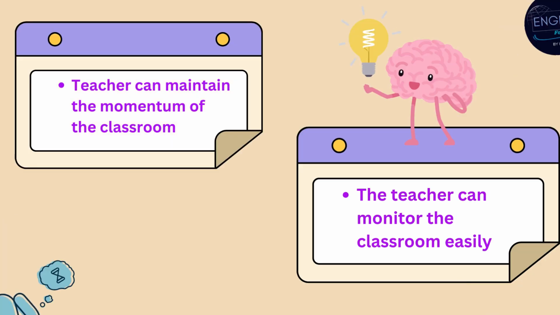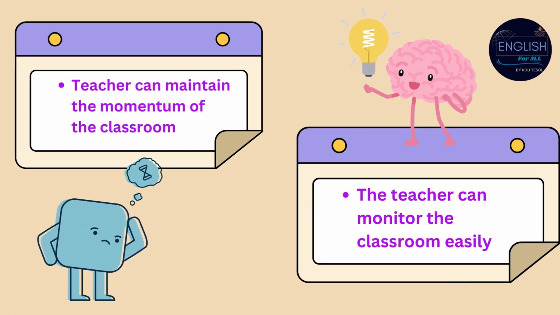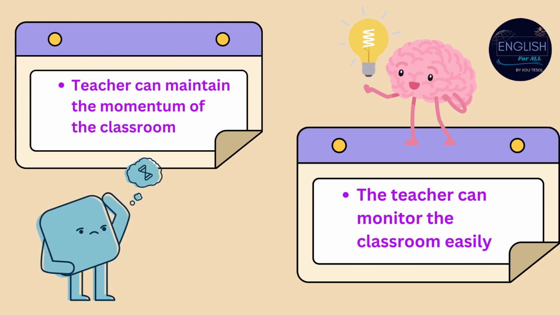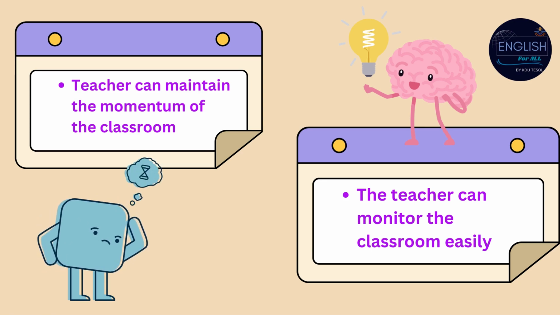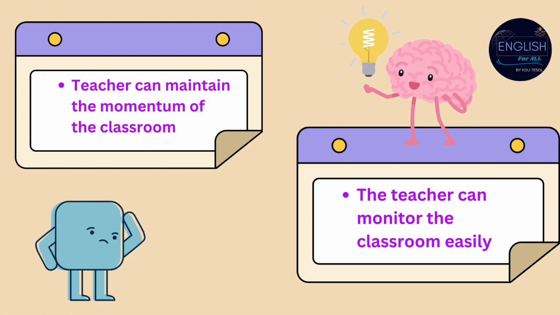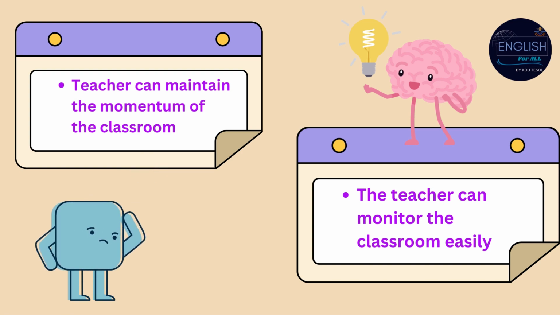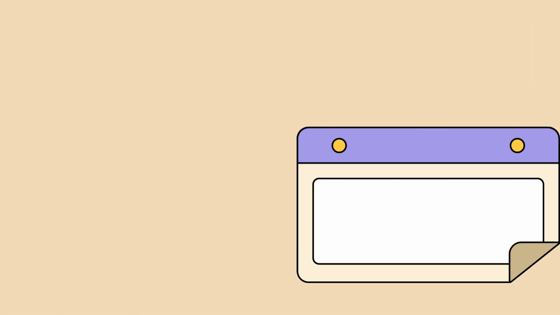Then the teacher can maintain the momentum of the classroom, which means that the teacher is able to maintain the same energy level throughout the class. In synchronous learning, the teacher can monitor the classroom easily. So when the teacher monitors, she can find out the strengths and weaknesses of the learners, and also the learners can check and clarify the information from the teacher as well.